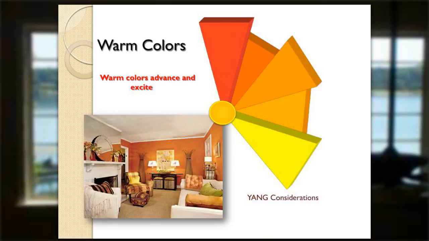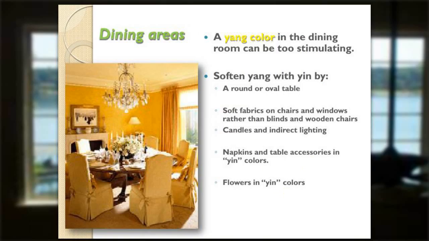So back to this picture of this dining room. It's got a yang color on the walls, but it can be very stimulating, probably too much stimulating in a situation like this. So we needed to soften the yang with more yin. The round table or an oval table is really the best type of table to have if you can. It's just a little more yin. And there's another reason, because it also takes away sharp corners, which we'll get into.